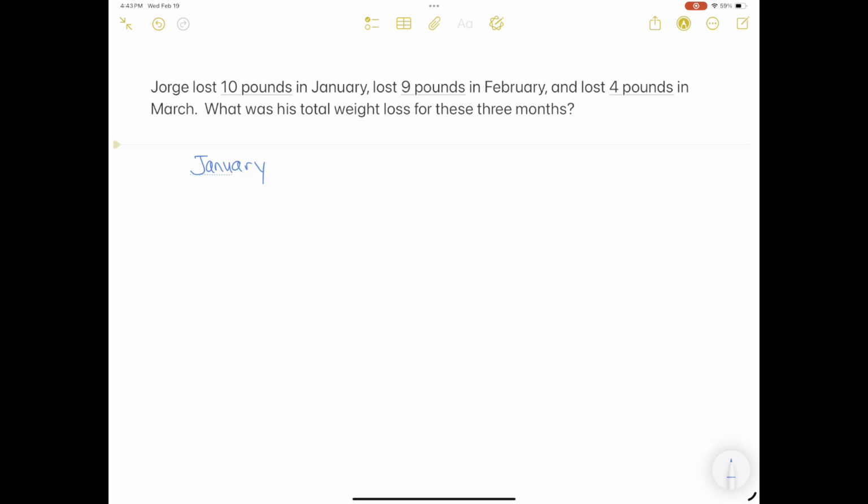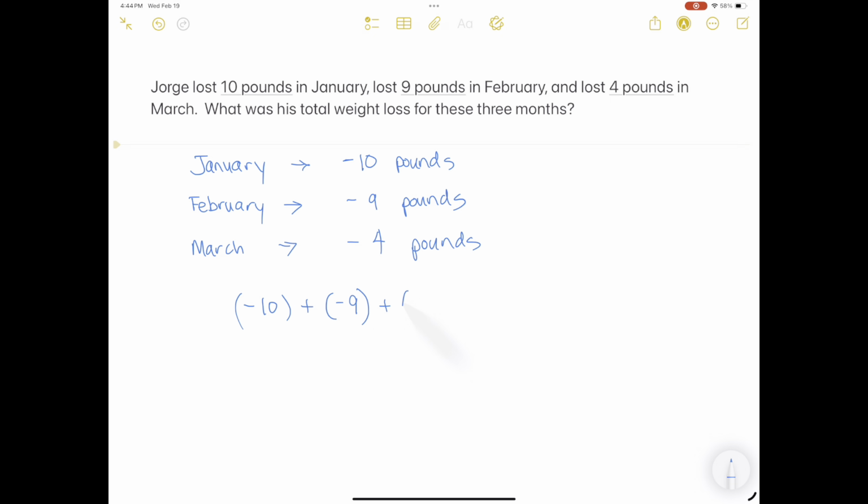Jorge lost 10 pounds in January, lost 9 pounds in February, and lost 4 pounds in March. What was his total weight loss for these 3 months? I write down the facts of the problem. In January, there's minus 10 pounds, February, minus 9 pounds, and March, minus 4 pounds. And I add up these losses. Minus 10 plus minus 9 plus minus 4 will equal his total weight loss for those 3 months. So I will do the addition from left to right.